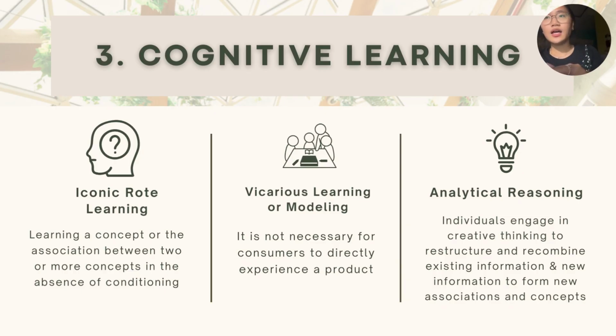Next is cognitive learning. There are about 3 types of cognitive learning. First of all, it's iconic rote learning. It's a kind of remembering information. For example, if I give you a phone number, you will try to remember it by repeating it again and again. And it's the same in marketing. When you want your customer to remember your brand, your logo, and your slogan too, you need to repeat it regularly. And next is vicarious learning or modeling.